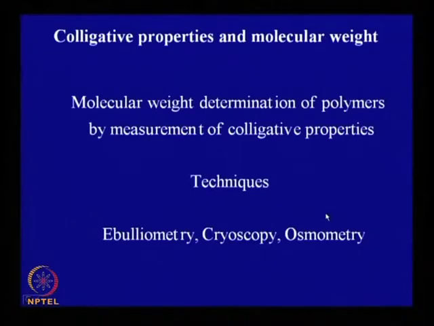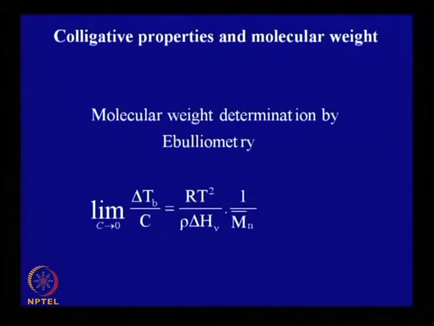Now, this slide shows colligative properties and molecular weight determination of polymers by measurement of colligative properties. What are those? The techniques are ebulliometry, cryoscopy and osmometry: elevation of boiling point, depression of freezing point and osmotic pressure. So, with the help of these techniques, one can get the molecular weight of polymers.